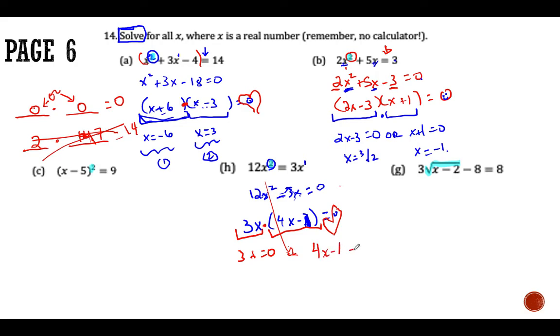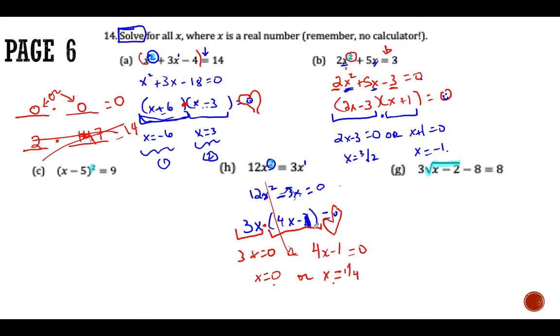4x minus 1 is equal to 0. So that means x is equal to 0, or add 1 divided by 4, x is equal to 1/4. Notice I have a quadratic and I got 2 answers.